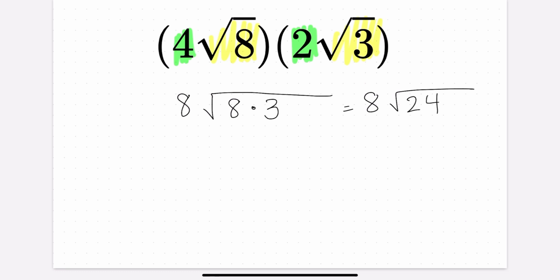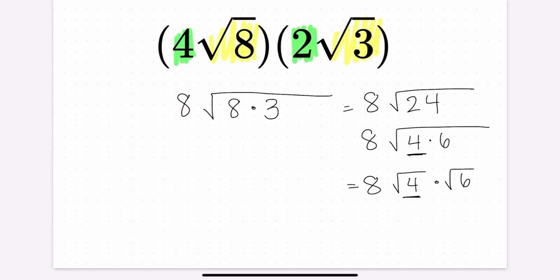Now, I need to simplify this. The square root of 24 is not simplified. So now we're going back to the very first thing we did in this unit, just simplifying a radical. So I'm going to call this 8 times the square root, and I'm going to call this 4 times 6, because that 4 is a perfect square. So I'm going to call this 4 times 6 now, so that I can simplify this 4 to call it 2. So now we've got 8 times 2 times the square root of 6, which simplifies fully to be 16 times the square root of 6.